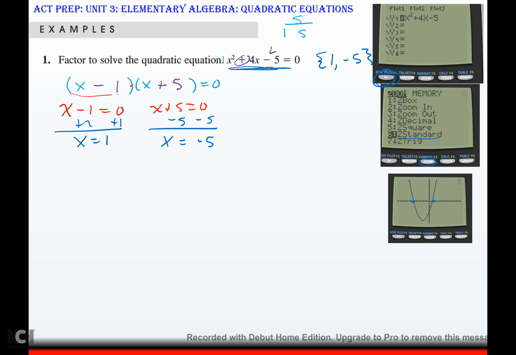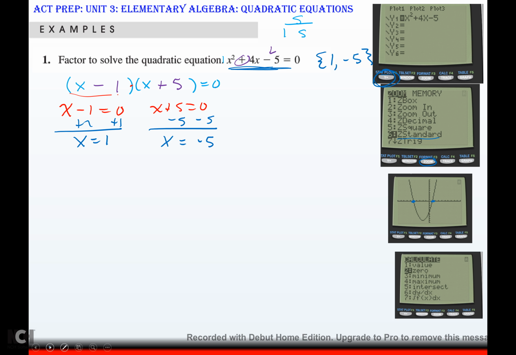Now, you can probably eyeball it and go, well, that's 1 and -5. But, again, this one's nice. It comes out as real pretty whole numbers. But if that was a decimal, we'd have to calculate it. So I'll show you how. You go to second trace to get the calc button, and we want to choose 0.